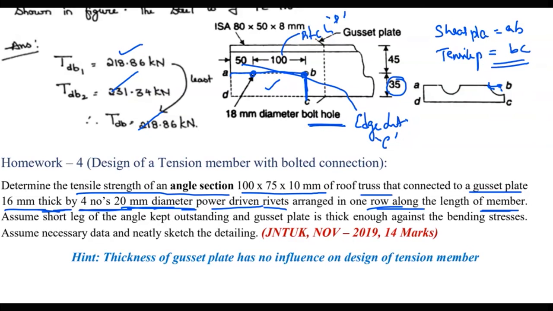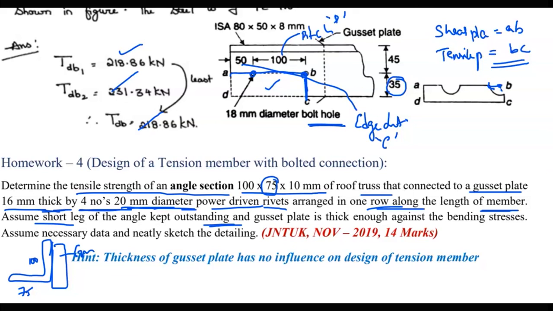Along the length of the member. So here you have to assume the shorter leg of the angle kept outstanding. Okay, the 75 mm leg should be outstanding. This is how the section is going to look. This is the gusset plate and this is 75 mm and this is the 100 mm leg that is attached.